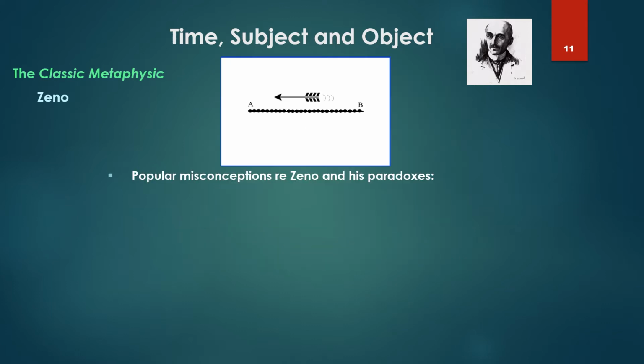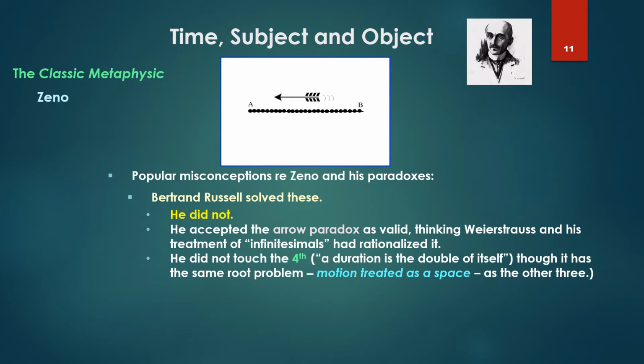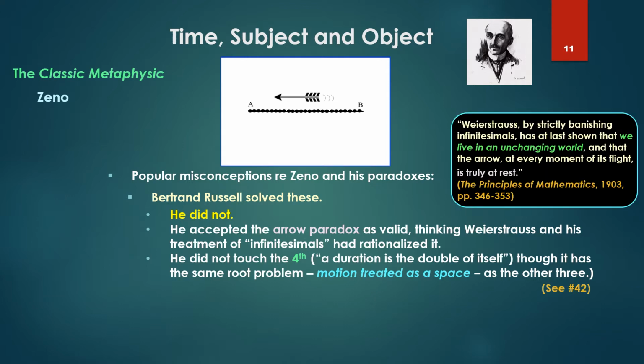So there are some popular misconceptions of Zeno and his paradoxes we want to clear away right away. One is that Bertrand Russell solved all these. He did not. He accepted the arrow paradox as valid, thinking Weierstrass and his treatment of infinitesimals had rationalized it. To quote, "Weierstrass, by strictly banishing infinitesimals, has at last shown that we live in an unchanging world, and that the arrow at every moment of its flight is truly at rest." So you see, he's solving it by accepting it.